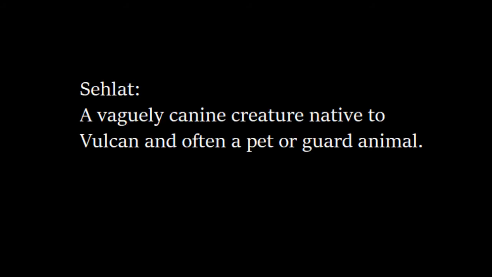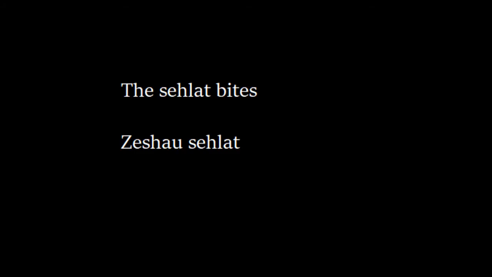So here's another noun to do some biting for us. Sehlat. A vaguely canine creature native to Vulcan and often used as a pet or a guard animal. So as we were saying, Vulcan really likes its verbs to be first. So the first word is going to be bites. Let's say we just want to say, the sehlat bites. That would be sehlat sehlat.